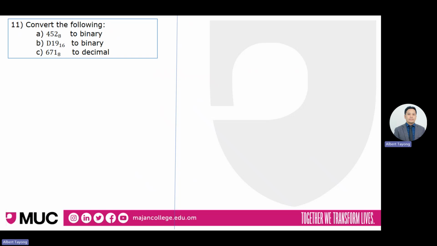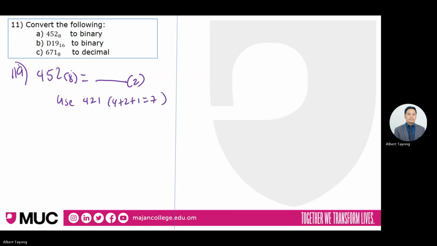Here, you're going to convert the following. The first one is an octal number. You're going to convert to a binary number. So we have 452 base 8 going to binary. So whenever you see 8 and 2 or 2 and 8, you're going to use 421 because 4 plus 2 plus 1 equals 7, which is the highest digit in the octal number system. So we stop at 4. We don't include 8. So the first is 4 equals 421. So we need the first digit only. Okay? We don't need 2 and 1.